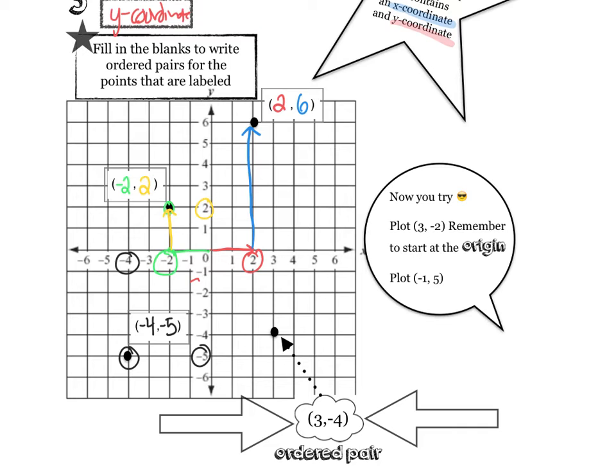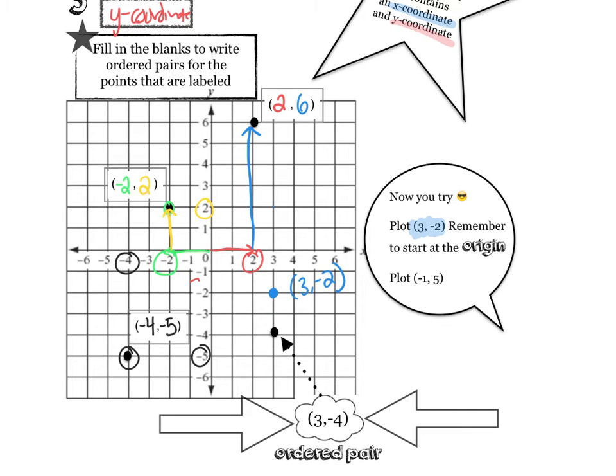Now it says, now you try. Plot the ordered pair (3, -2). And remember to start at the origin. So if I plot the point (3, -2) with my cursor, I'm going to start at the origin. I'm going to go over to 3 on the x-axis, and then I'm going to go up to 2. Oh, sorry, down to -2 on the y-axis, and I'm going to plot my point right here. There's my point, (3, -2).